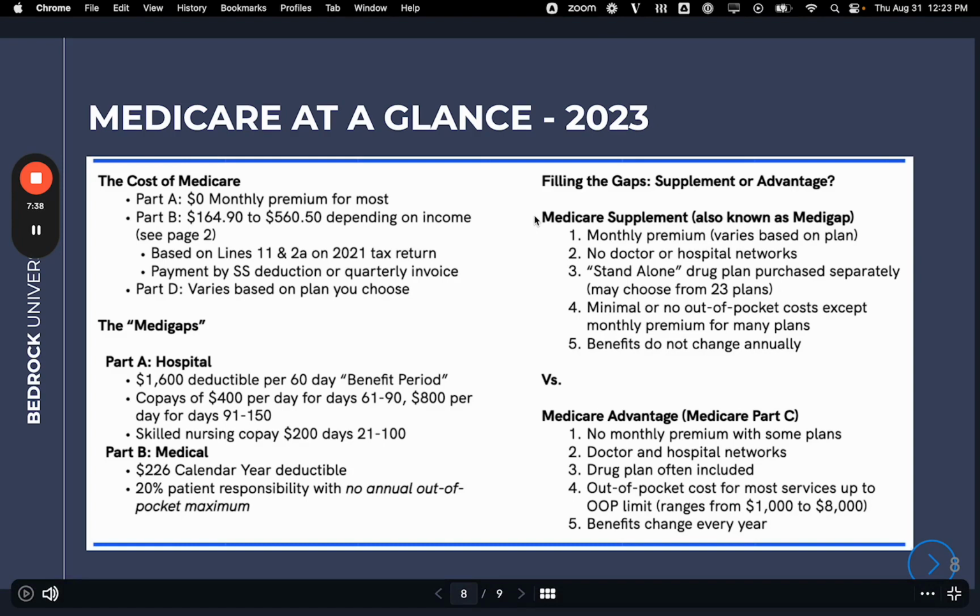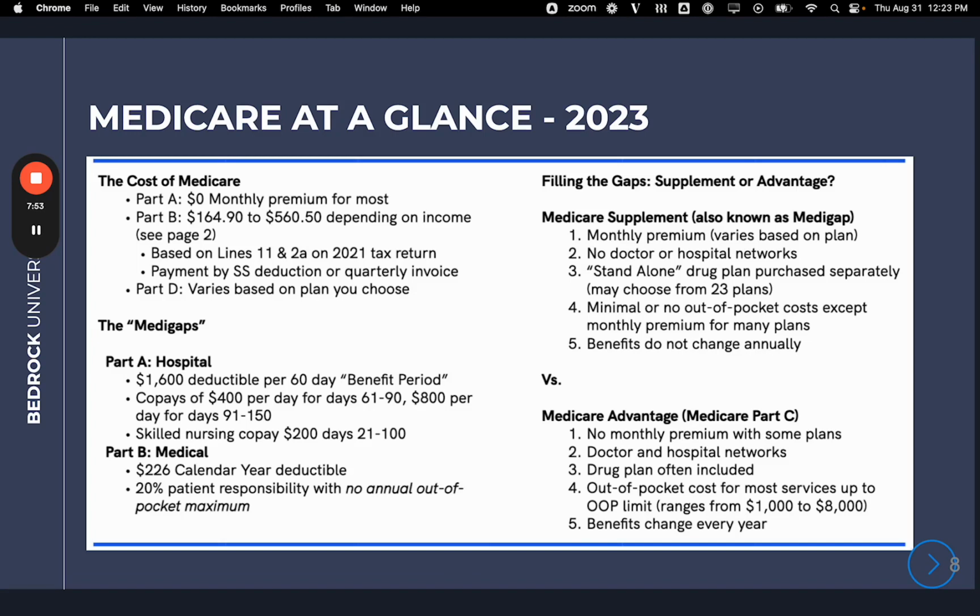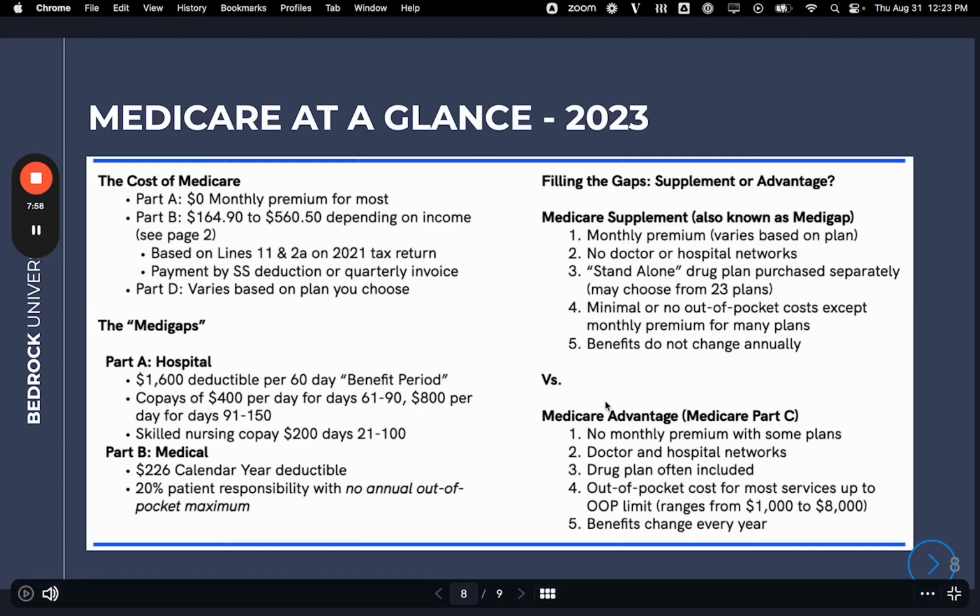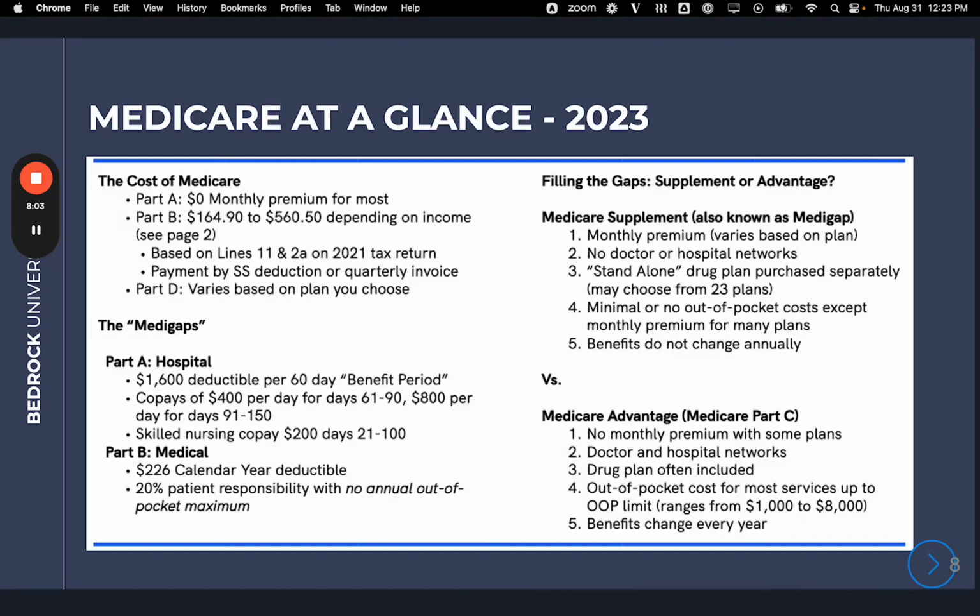The alternative to a supplement or Medigap is to go with what's called an Advantage plan. Some people also call this Part C. Advantage plans typically have no monthly premium. Though there are some plans that do charge a premium, we generally don't look at those very often. You do have doctor and hospital networks to consider, so it's important that we check to make sure all of your doctors and providers accept this plan. More often than not, prescription drug plan is included in an Advantage plan, so we'll take a look at those and make sure that your drugs are also well covered.